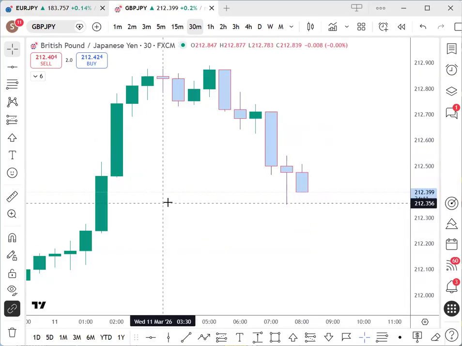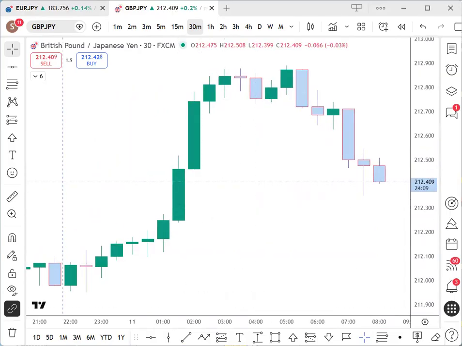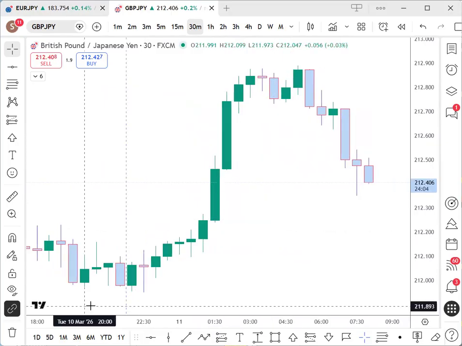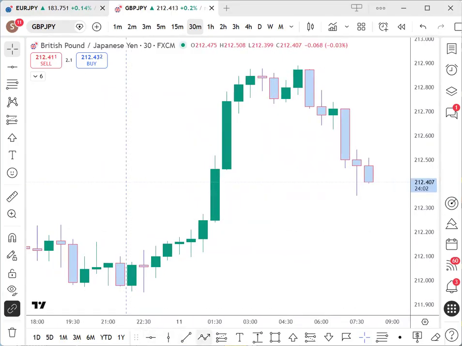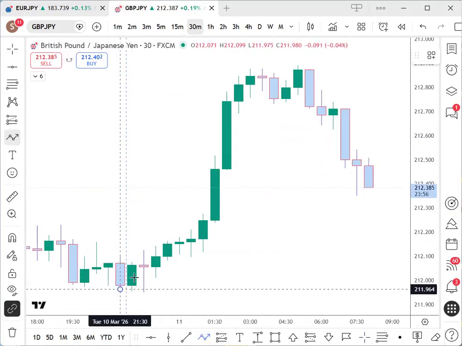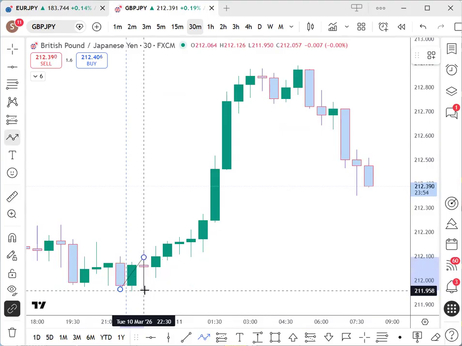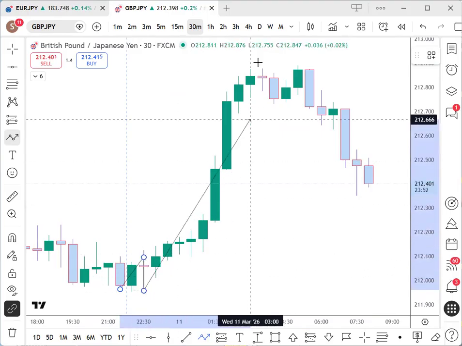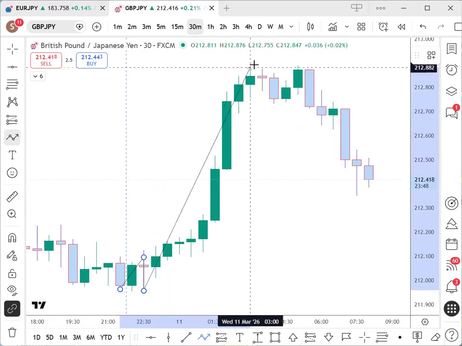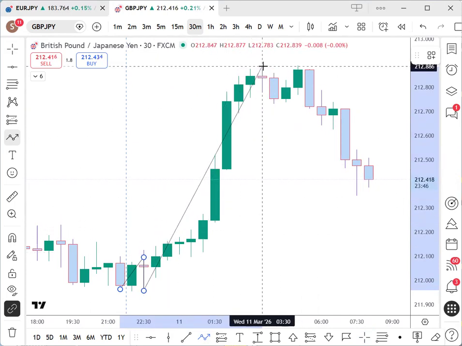This is pound yen. Okay, so what has price done overnight? So we remember our trade process again. So what did price do overnight? Let me take the path tool. So price started bullish, a small pullback, and then a massive push up. No opposite candle at all. Yeah, massive push up all the way to this high.